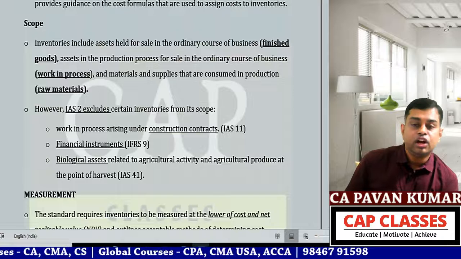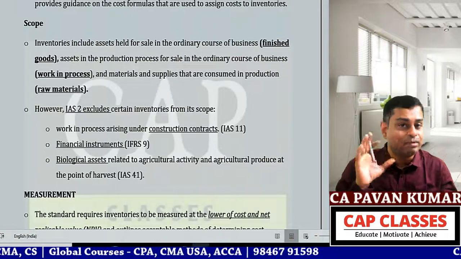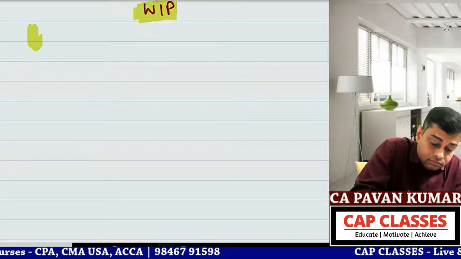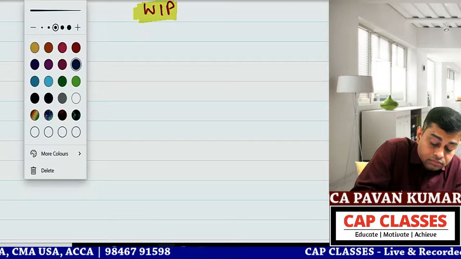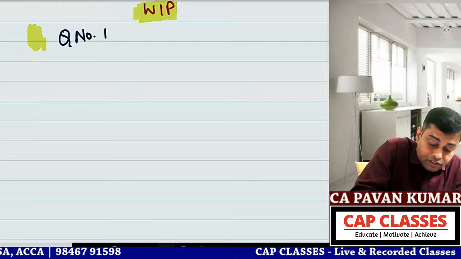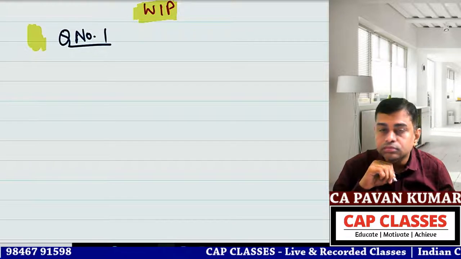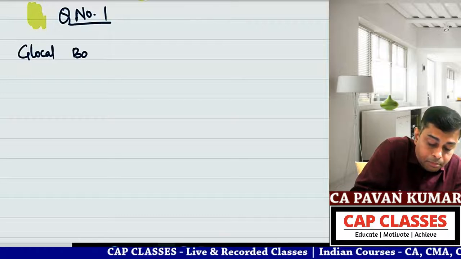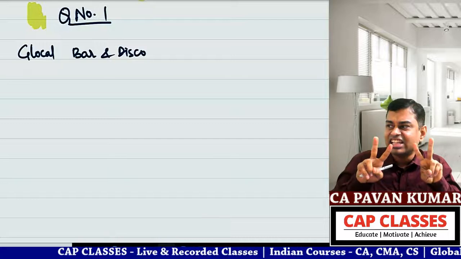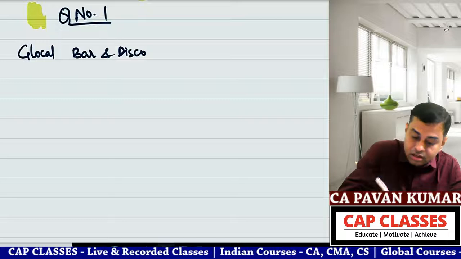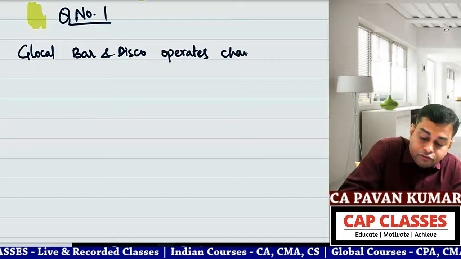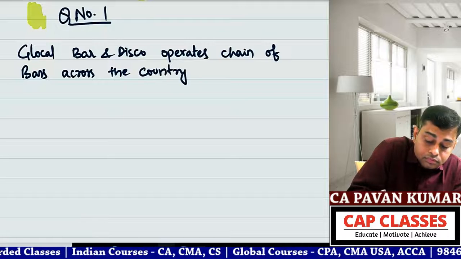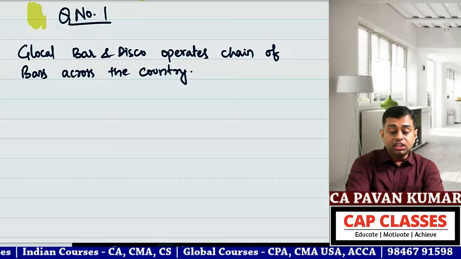Sorry. You understand? Here I'll give you one very peculiar and very interesting example. Right now, question number one. Write down question number one. Okay, global bar and disco. Oh my god, Pavan sir, Gen X example. Global bar and disco operates a chain of bars across the country.